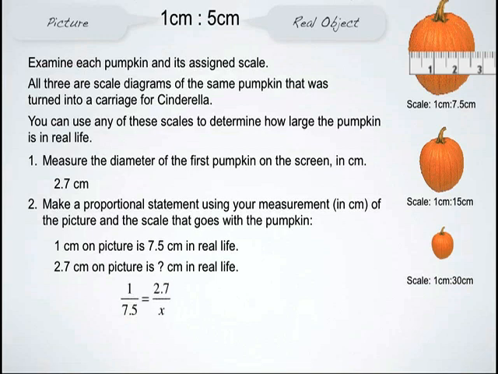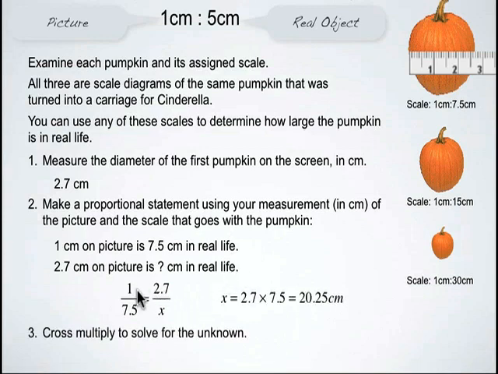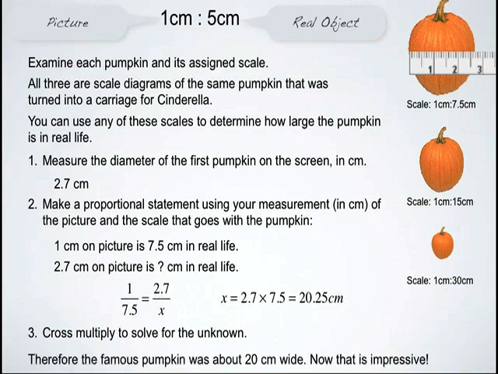1 over 7.5 equals 2.7 over x. Cross multiply to solve for the unknown, and we get 1 times x is equal to 7.5 times 2.7, or 20.25 centimeters. The famous pumpkin was about 20 centimeters wide. Now that's pretty impressive to be made into a carriage.